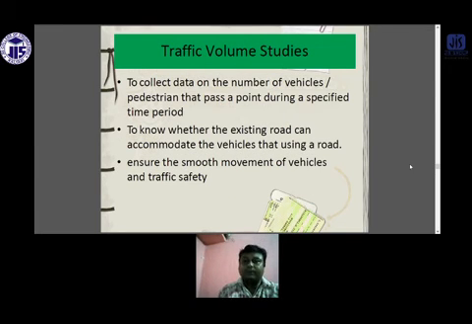Traffic volume study we have already discussed in detail. It is basically to collect data on the number of vehicles or pedestrians that pass a point during a specified time period, to know whether the existing road can accommodate the vehicles using it, and to ensure the smooth movement of vehicles and their safety.